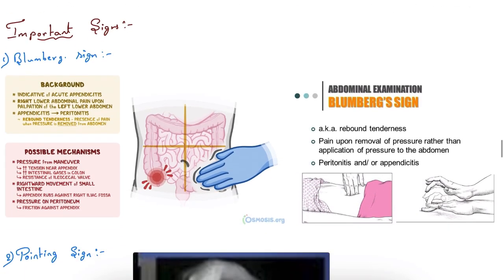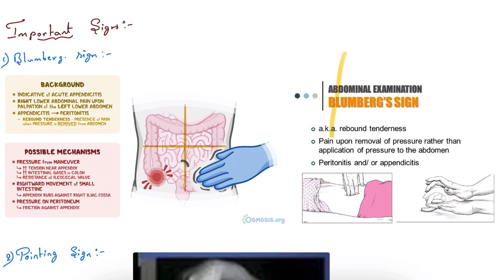So we have some very important signs, that we call Blumberg sign, also known as rebound tenderness. It's like if you apply pressure on the left side, the patient will feel pain on the right side. Because of this we call it rebound tenderness. Okay. This rebound tenderness we most commonly see in appendicitis. So this is the main thing.